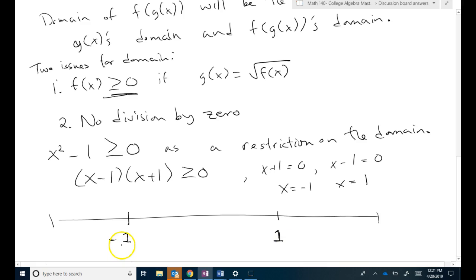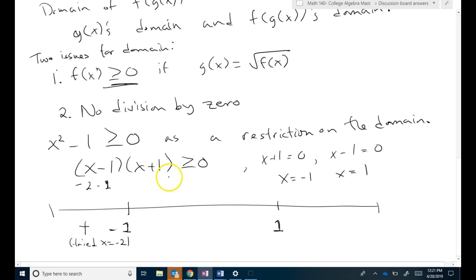First, I'll test out a value less than negative 1. I try x equals negative 2. So this is going to be negative 2 minus 1, that's negative. And then negative 2 plus 1, that's negative. Negative times a negative, so over here, it's going to be positive. Then I'll try out a number between negative 1 and 1. 0 is always easy. So that'll be negative 1 times positive 1. So I tried 0, and this ends up being negative because that's a negative times a positive. And then I'm going to try a number bigger than 1. So let's take 2. 2 minus 1 is 1. 2 plus 1 is 3. So that's 3 times 1, that's a positive number over here.